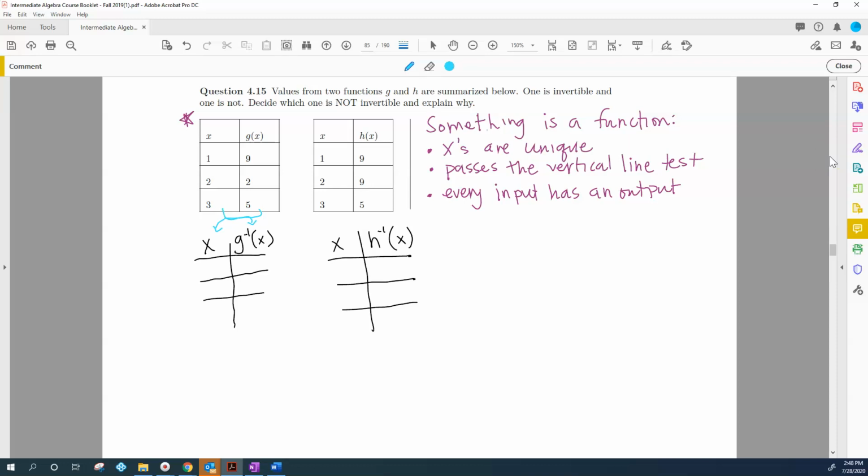Okay, so remember, your inputs are becoming your outputs are becoming your inputs, right? So you're just switching these. So on the top line, we'd have 9, 1, it's still going to stay 2, 2, and then 5, 3. Okay. Now, is this still a function? So is this the inverse of g of x? Would you guys say that's a function or not a function? Yeah, this is a function still.